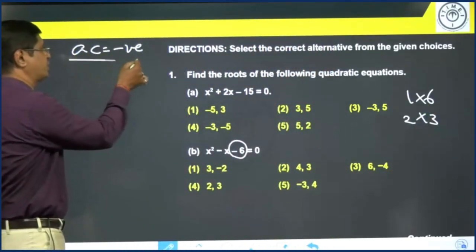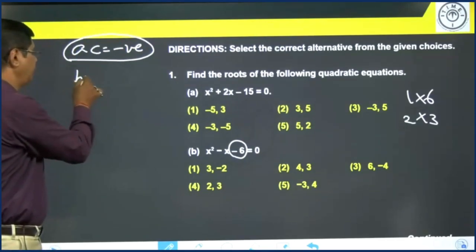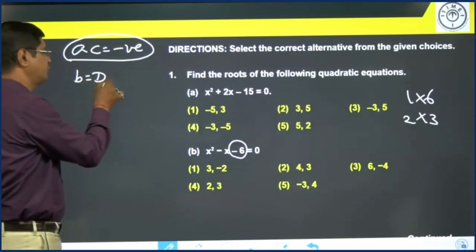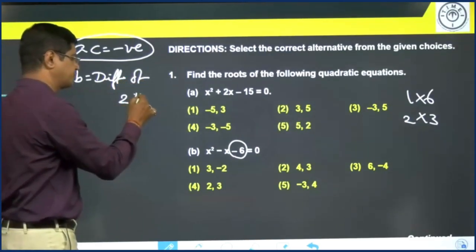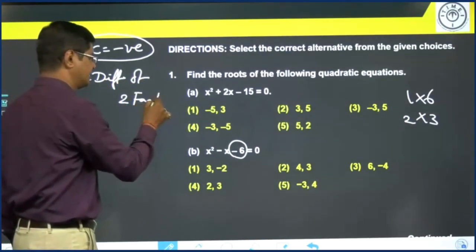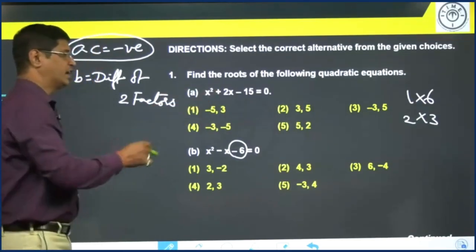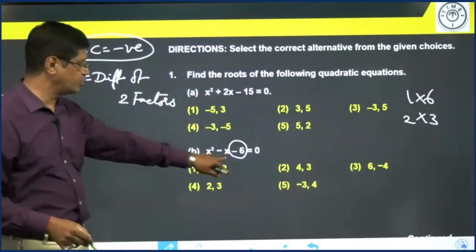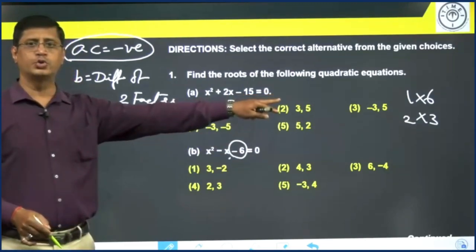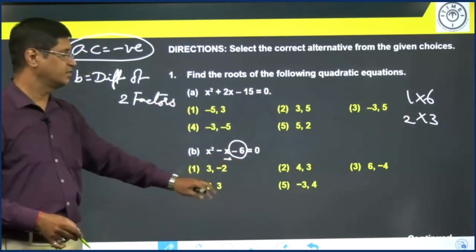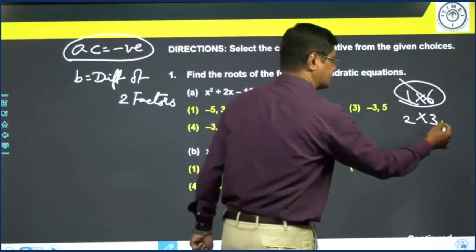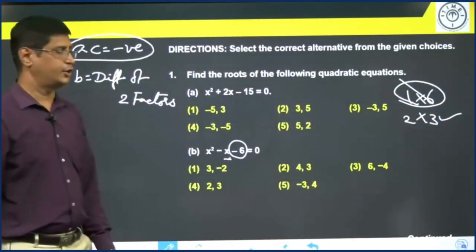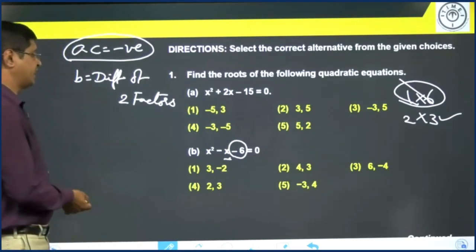Now, the product is negative, which means B will be the difference of two factors. Among the possible factors, 1 and 6, the difference is not satisfying here. 3 and 2, the difference is satisfying here. So the possibility which is satisfying the condition is 3 and 2. 3 and 2 are the factors.